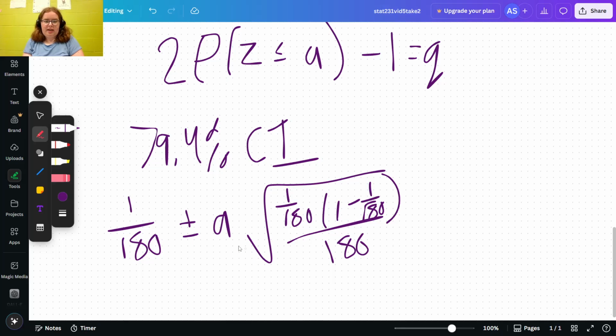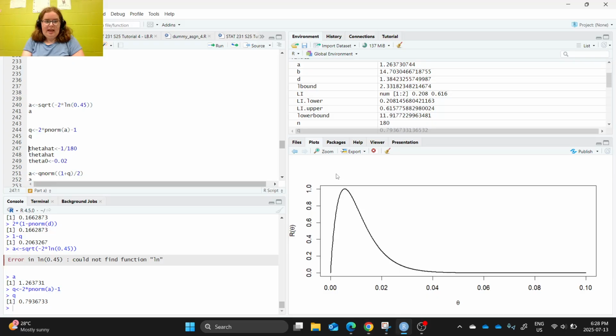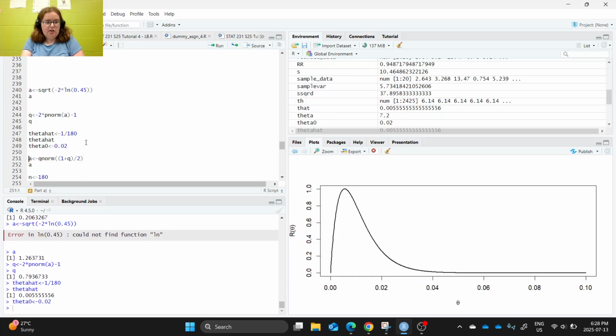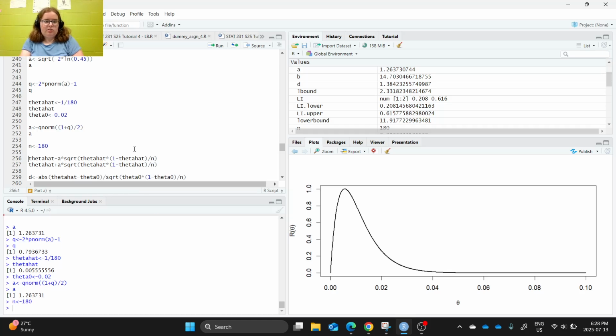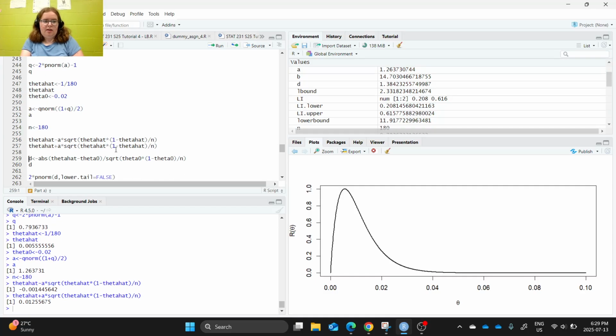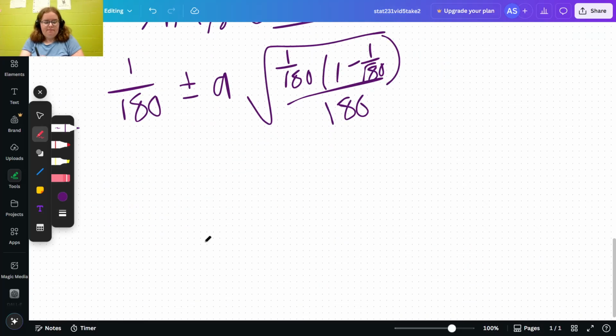And then I could just plug this into my calculator again. Again, we had that A was around 1.2637. But I can also just do it again because recall it's going to be the quantile for this 1 plus q over 2 probability. And we see that we get back to the same thing. We're just undoing some of the operations we did. And it's a 180. And these are my two formulas here to compute the lower and the upper bound. And we get that it's about 0 and 0.1255.